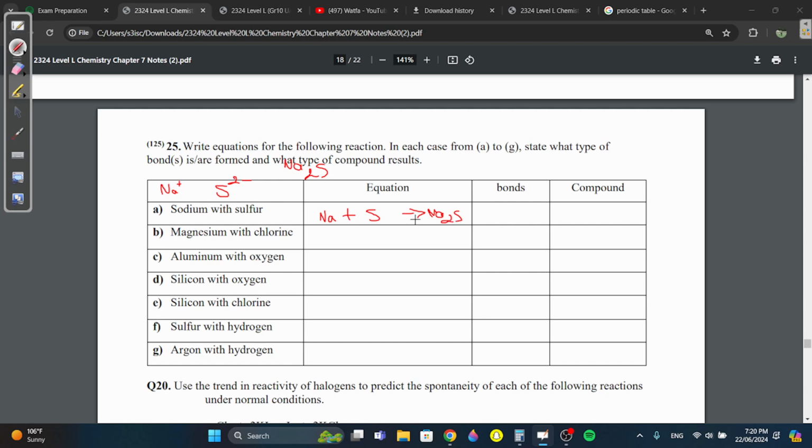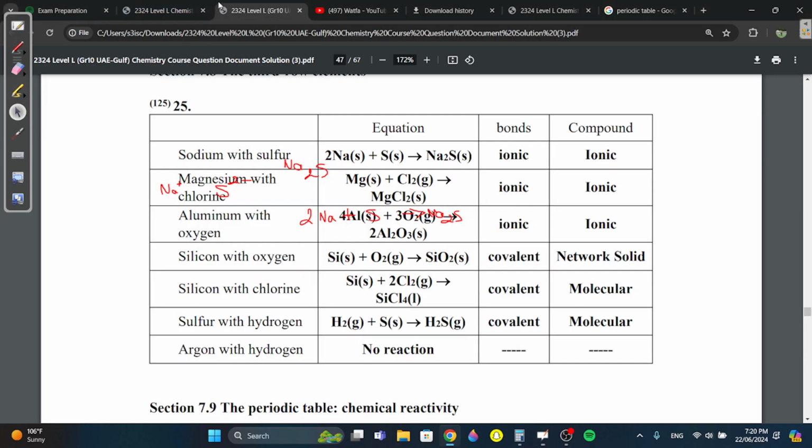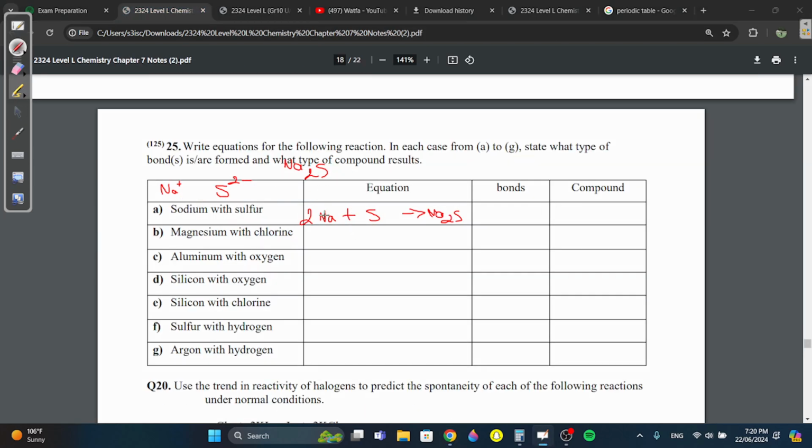Let's balance it. It's two sodiums. Now is it balanced? Yes, it is. Do you need to put state symbols? Oh, you do. Na is an alkali metal, so solid. Sulfur, I guess, is a solid, and Na2S in that case would be a solid. What are the bonds? You have metal, non-metal, so it's going to be ionic.